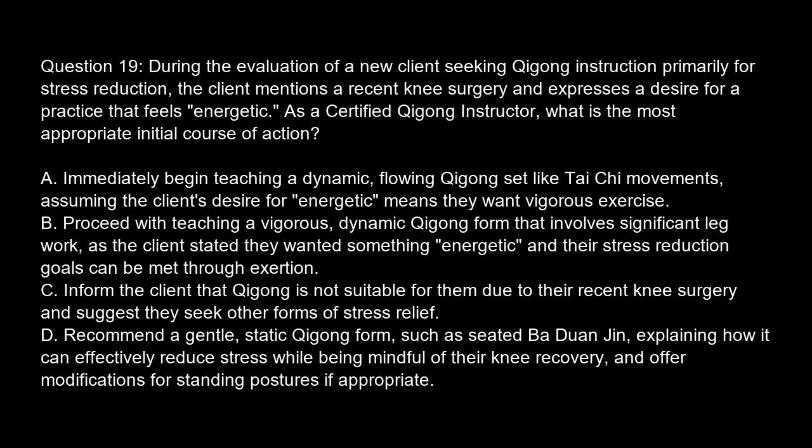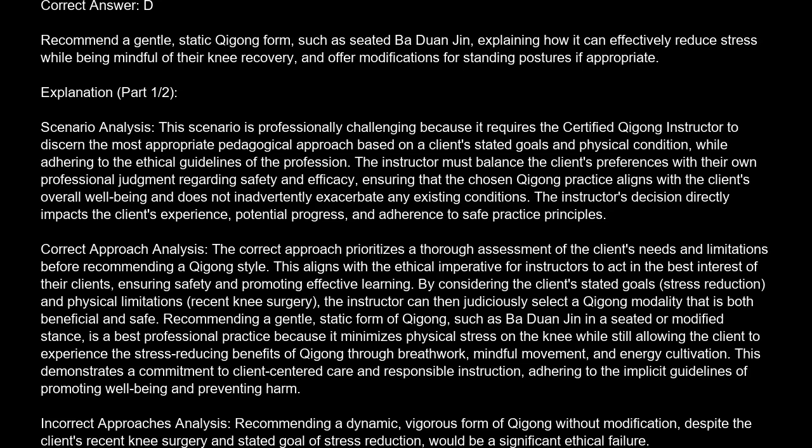Option D. Recommend a gentle, static Qigong form, such as seated Ba Duan Jin, explaining how it can effectively reduce stress while being mindful of their knee recovery, and offer modifications for standing postures if appropriate. Correct answer is D. Recommend a gentle, static Qigong form, such as seated Ba Duan Jin, explaining how it can effectively reduce stress while being mindful of their knee recovery, and offer modifications for standing postures if appropriate.